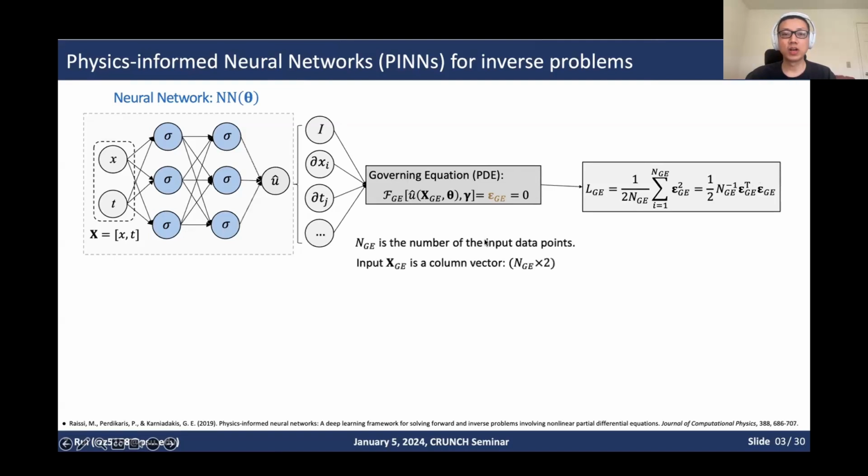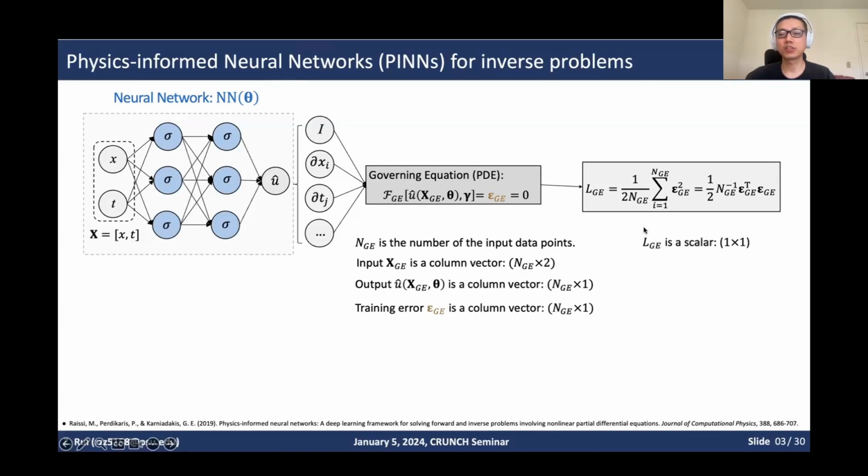For example, when we have the input X_GE for this particular loss term, it is a matrix whose column number is N_GE and which has 2 rows, which means the input is X and T. With the input, we can get the output, which is only a column vector. Then the training error is also a column vector. And then the loss function, L_GE, will be a scalar.